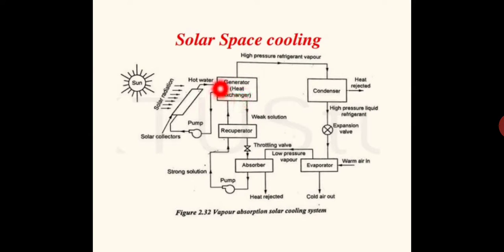Anyway, once at the generator it absorbs the heat from the solar collector, the refrigerant vapor is separated, that means the solution again becomes less in refrigerant content, that means weak solution. It is formed, and is called a weak solution.